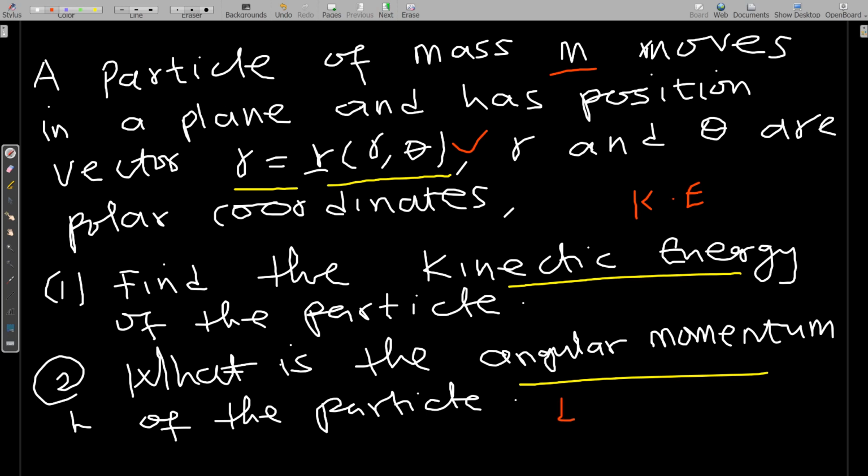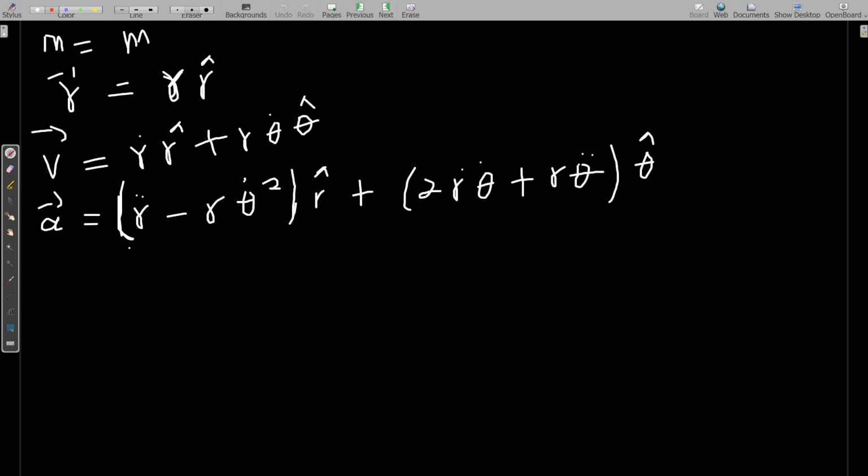So let's go and write the information that we have. The information is that we have mass m, and in polar coordinates, the position is given by r r-cap. There is a proof to all these, but in this context we will not go through them. But if you want a video for me to explain all these and walk you through how to get them, then I will do that for you.